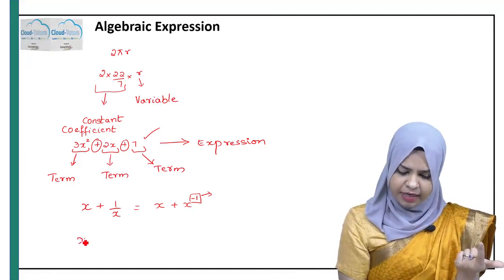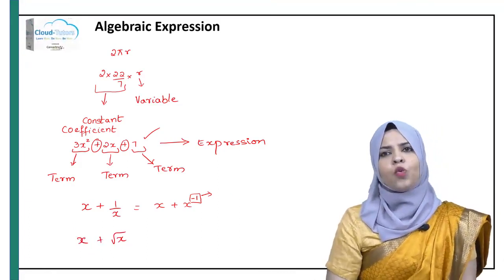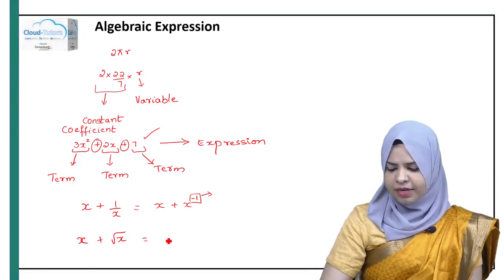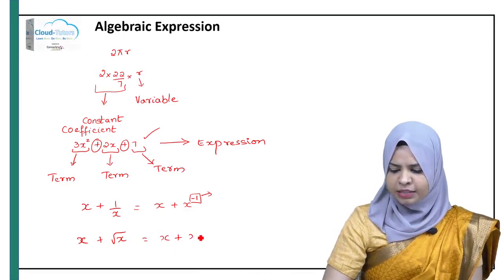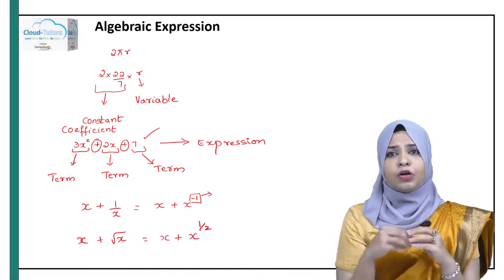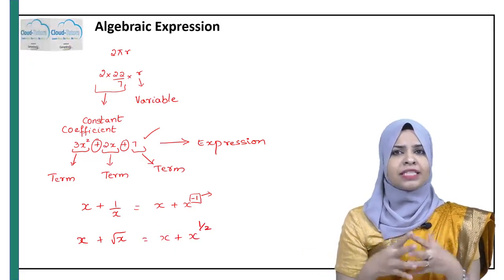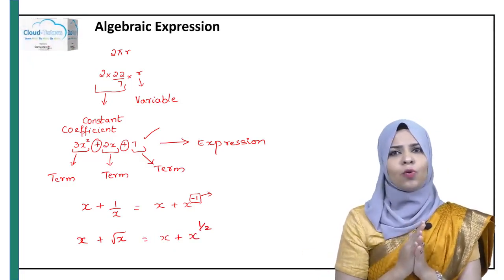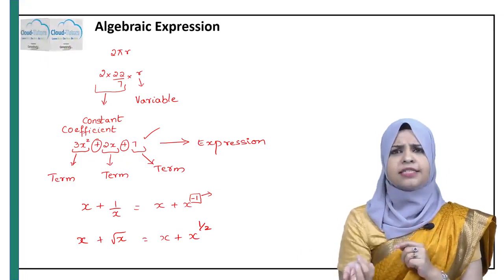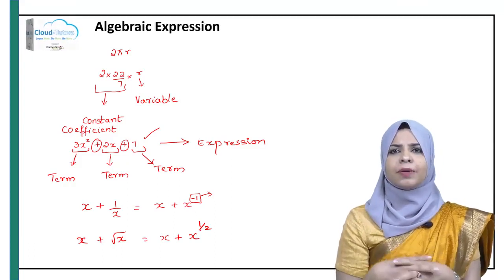Now let me take another example. x plus root x. Now how can I write root x? This can be written as x plus x power 1 by 2. Is this a polynomial, x plus root x? You might say yes, ma'am. But I would say no. Why no? Because, ma'am, it is having a positive power, then why is it still not a polynomial?